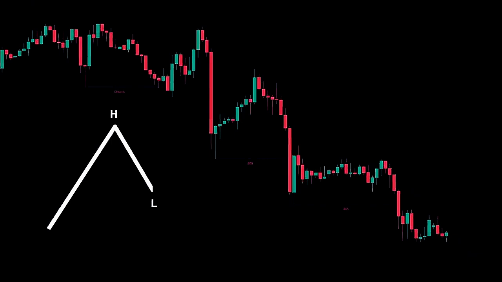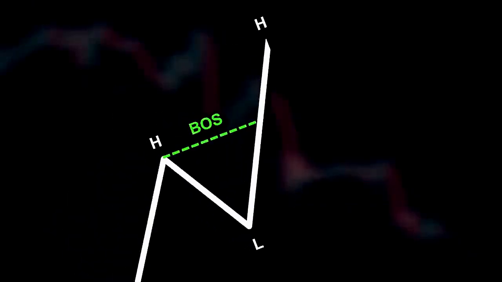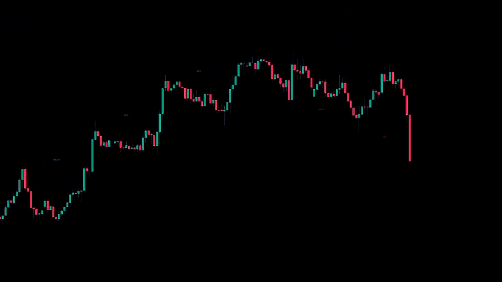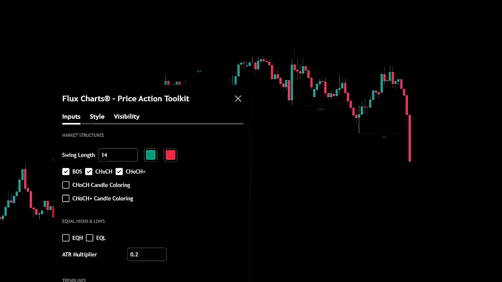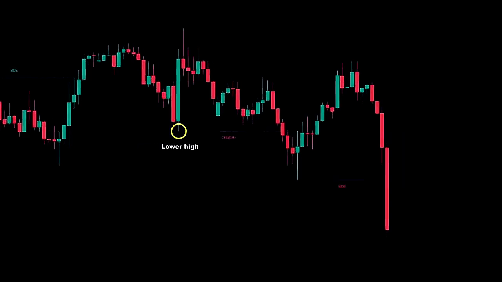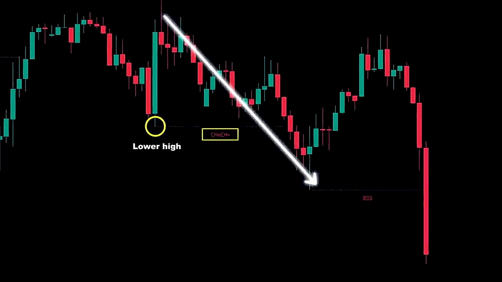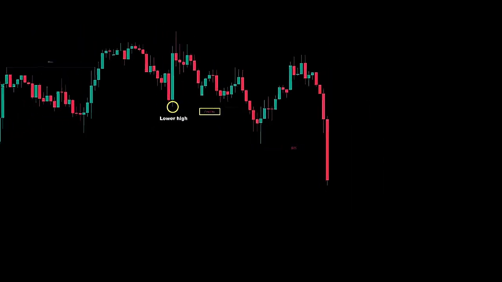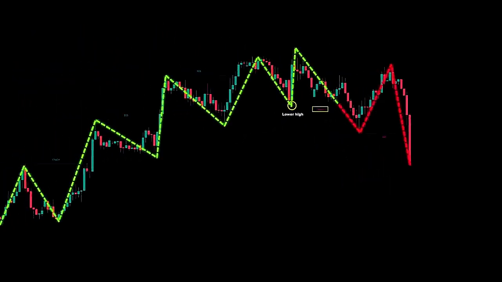As we said before, the BOS label represents a break of structure, which happens when the price breaks recent highs or lows. Next, we have the change of character. As we said before, this signals a potential reversal. The Price Action Toolkit includes an enhanced feature called CHOCH+. This tool can detect when markets form lower highs before breaking the bullish structure. This appears as CHOCH+, indicating a more robust or validated change of character and delivering better reversal signals.